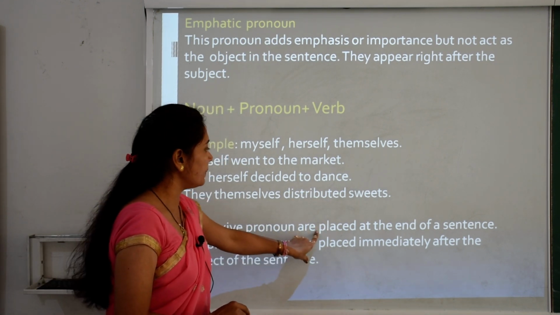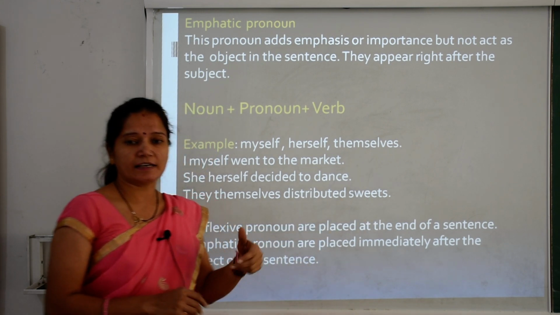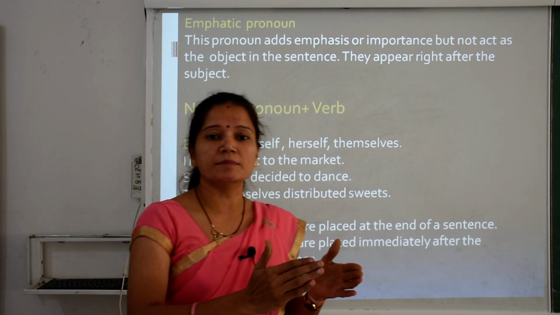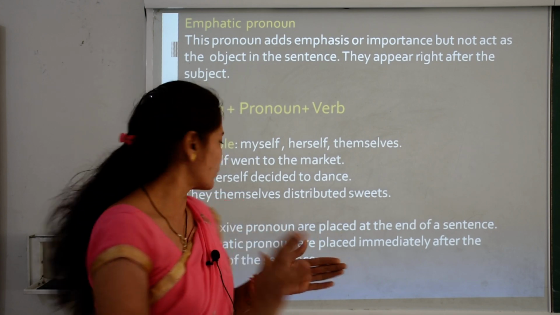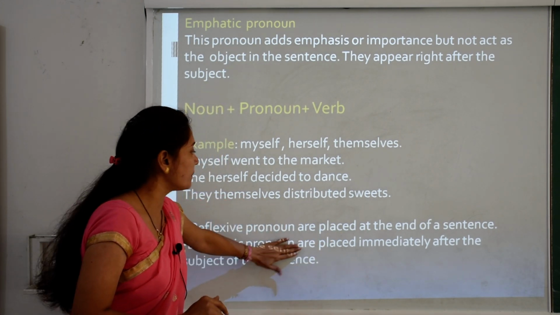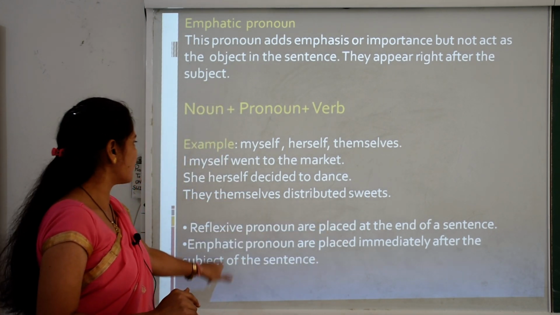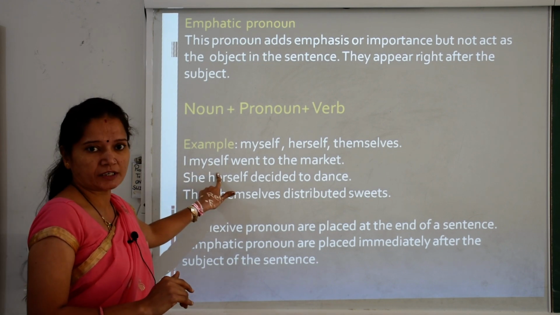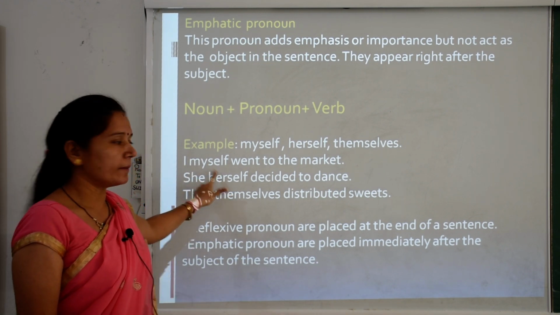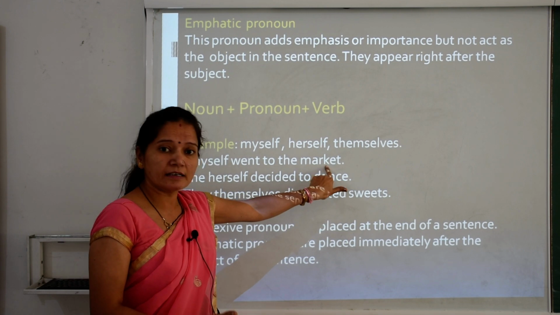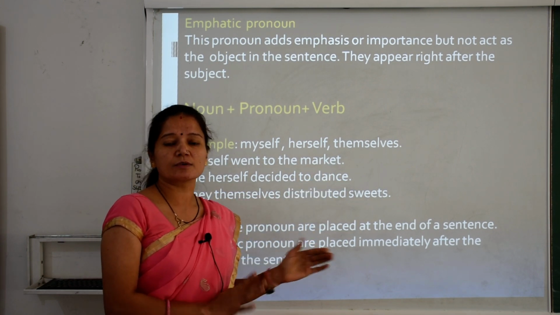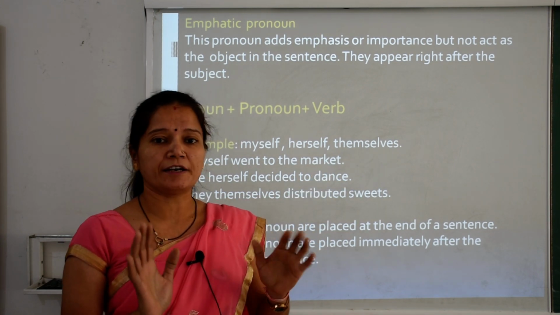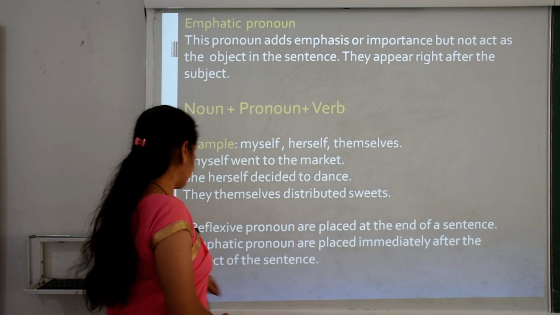Reflexive pronouns are placed at the end of a sentence. I told you that a reflexive pronoun comes at the end of a sentence. Okay. And emphatic pronouns are placed immediately after the subject. That comes after the subject, that is an emphatic pronoun. And if it comes at the end, that is a reflexive pronoun. Okay. So don't worry, you can easily identify the sentence.